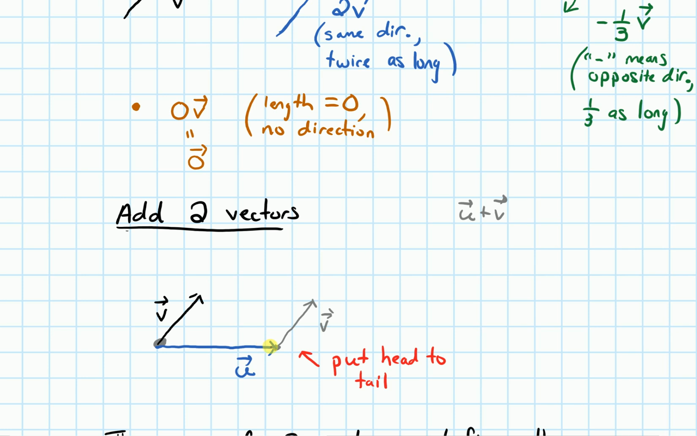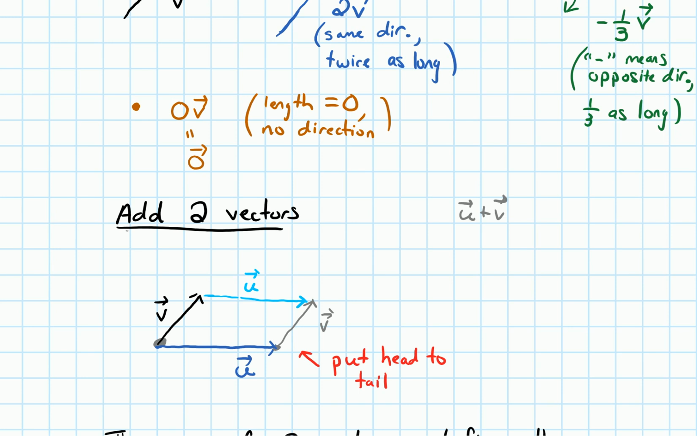So I'm putting the head of u on top of where the tail of v is. Or I can think about it the other way: I'm putting the tail of v where the head of u is. When we do that, if I draw a line here at the top, it makes this parallelogram shape. In fact, that line at the top, if I put an arrow there, is the same thing as the vector u.